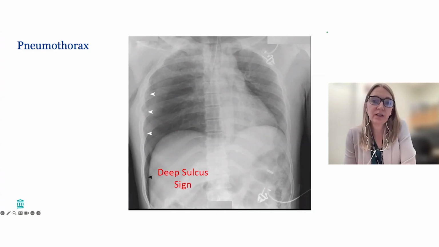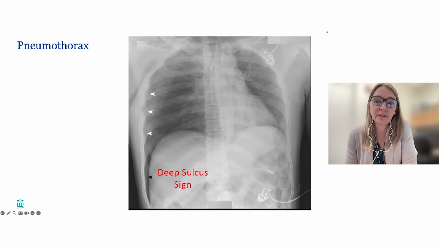Another chest X-ray finding indicating pneumothorax is something called the deep sulcus sign. This refers to a costophrenic angle that is much deeper and angled than expected. This can sometimes be the only sign of a pneumothorax, but if you look closely on this chest X-ray, you can see the pleural line highlighted by the white arrows, confirming pneumothorax.